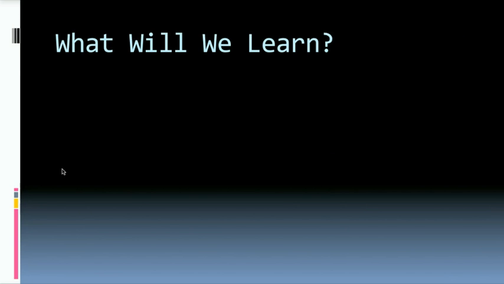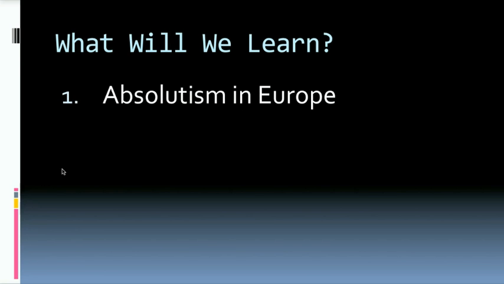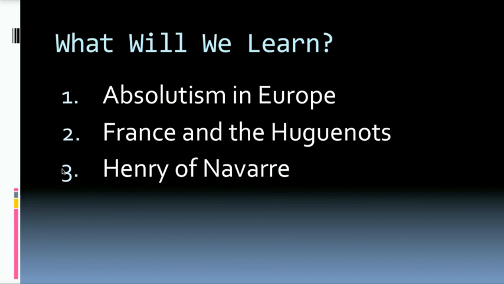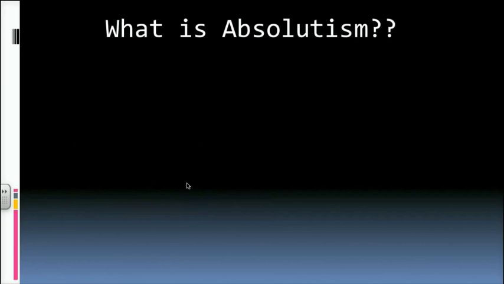So what are we going to learn today? We're going to look at absolutism in Europe. We're going to look at the story of France and a group of people called the Huguenots, and we will talk about Henry of Navarre, who is a Huguenot, and ultimately we'll get to Louis XIV's story. That's what we're going to use here today to look at absolutism and absolute monarchs. So let's jump into this.